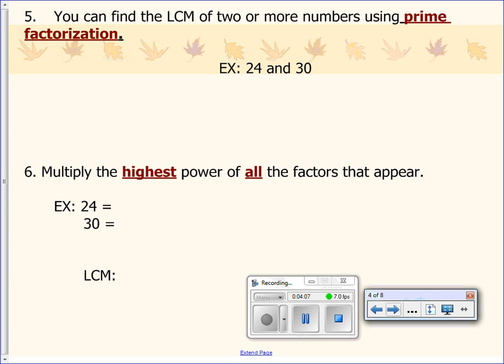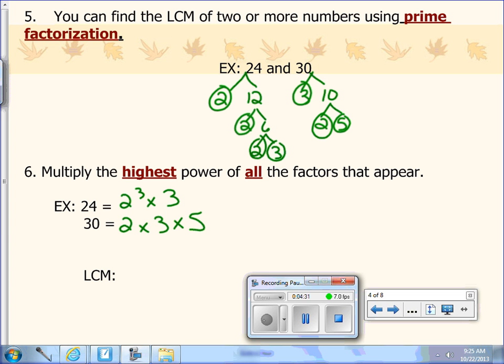So we've discussed how there could be an error in just listing out the multiples. So now we're going to find another way of finding the least common multiple by using prime factorization. So let's do the prime factorization tree for 24 and for 30, and then we will list the prime factorization out in our totals. So let's do that now.